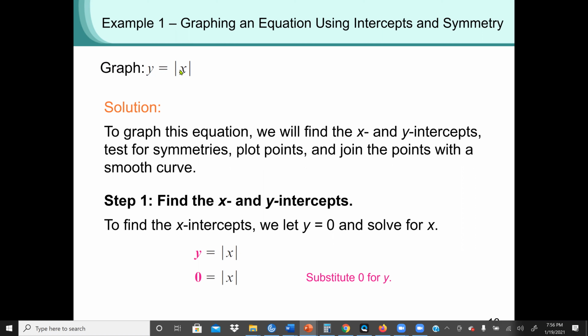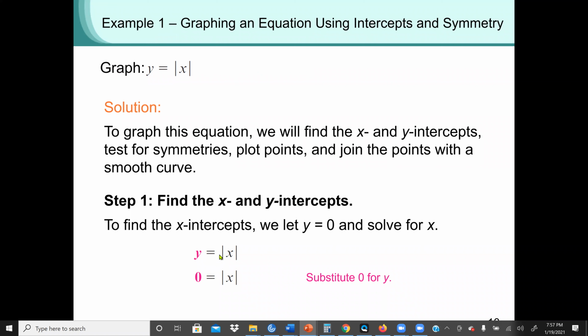Now to graph this equation, the first thing we will do is find the x and y intercepts. Then we test for the symmetries. Then we plot the points. Then we join the points with a smooth curve. So first, let's find the y and x intercepts.